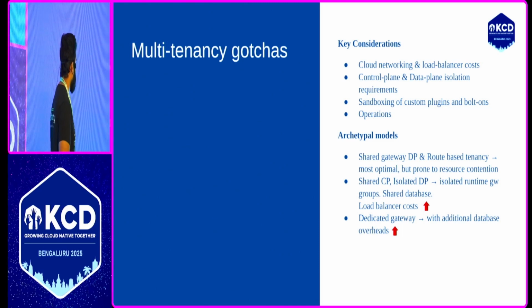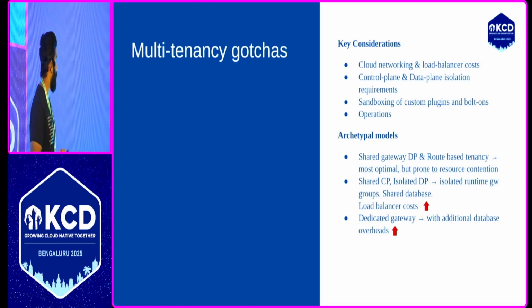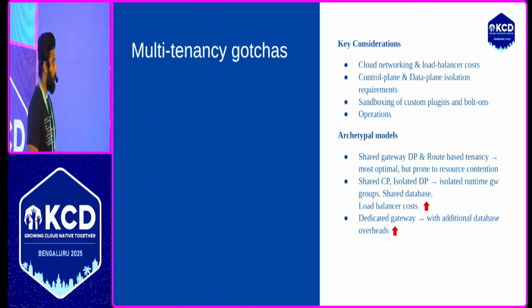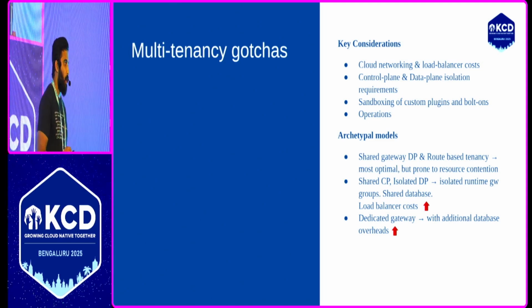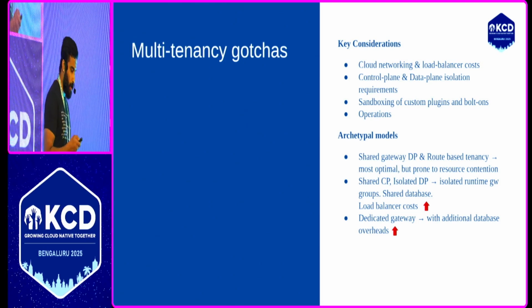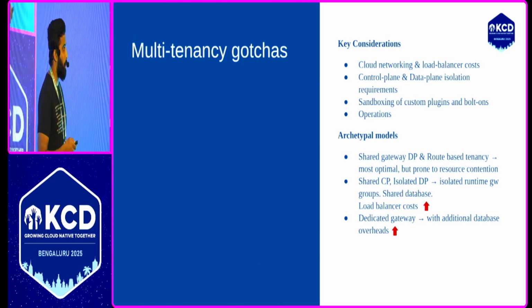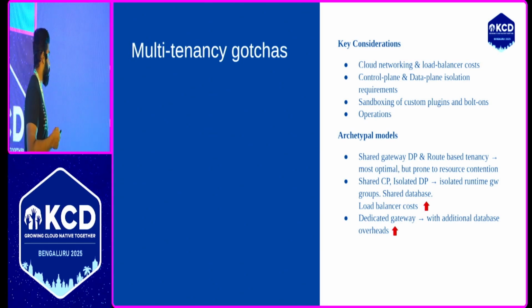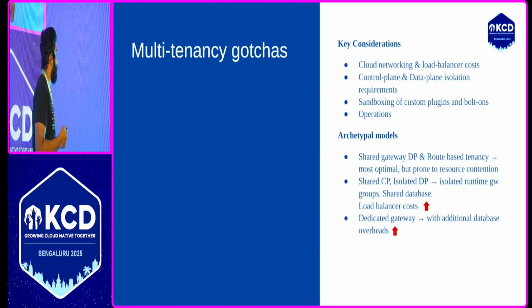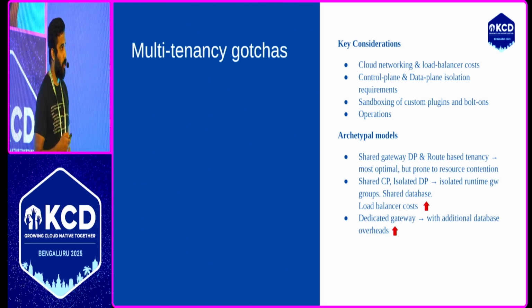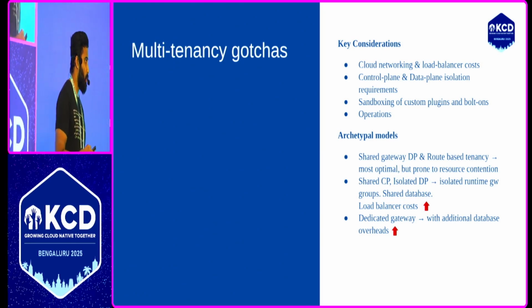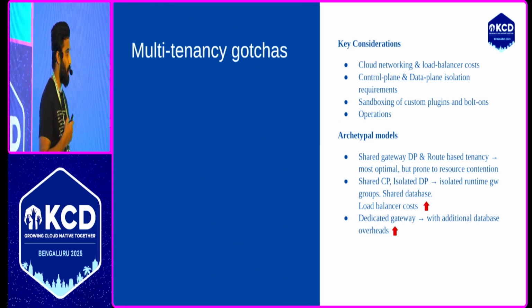And how do you do data plane and control plane isolation is another requirement that is in Kong. The control plane and data plane have to be of the same version. So how do you manage upgrading all of them at the same time? That's also another concern. And any custom plugin or custom extension that is used will also have to be rolled out across all tenants, etc.